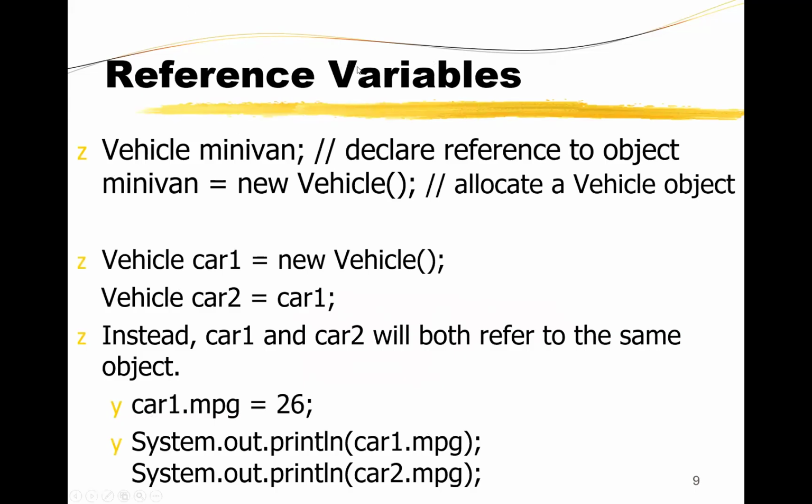In order to create a Vehicle class object, you use Vehicle minivan equals new Vehicle. Vehicle minivan means you are declaring a reference variable. This is what you call declaring a reference to an object. Therefore, minivan is a reference variable with the type of Vehicle. And using the new keyword, you create a new object and you initialize it by calling the constructor Vehicle. Therefore, you allocate a Vehicle object to the reference variable minivan. This is what we have done already.